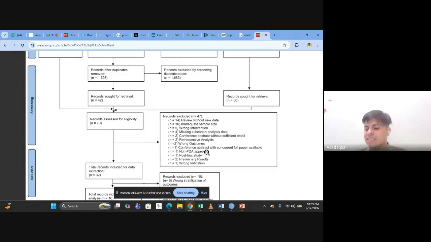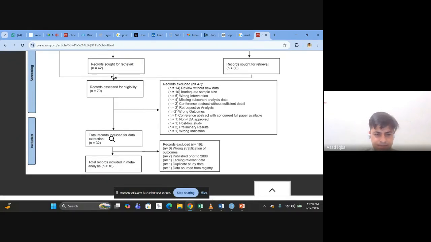because they are conference abstracts with concurrent full paper available, a post hoc study, preliminary results, retrospective analysis, missing subcohort analysis data. This is really a beautiful systematic review PRISMA diagram. Really, I'm impressed. So after that, you will have, for example, N 15. When you read the total 15, and you exclude some papers, and you give reasons that I excluded these papers because of these and these, you now come up with a sample size of just 5 papers. So records included in the quantitative synthesis, in the meta-analysis. That's 5. That's another thing. But I'm impressed, as I said.